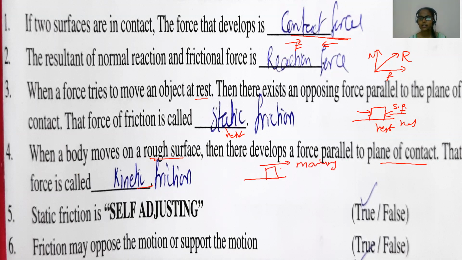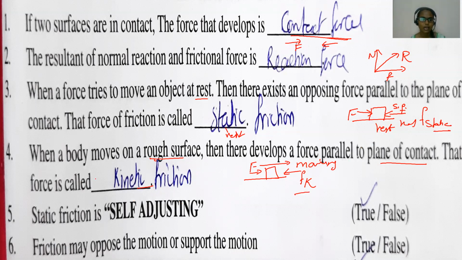Kinetic means what, children? Just it is moving. Static means it is at rest. When the body is moving with the applied force, that time the friction is called kinetic friction. When the applied force is there, body is not moving, it is still at rest, it's called static friction. Understood, children? Two words.